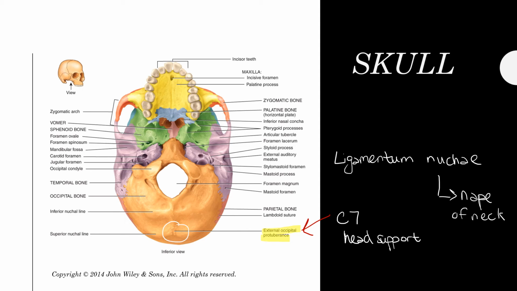Okay, extending laterally from this protuberance are two curved ridges. They are going to be the superior nuchal lines, and then below these are going to be the inferior nuchal lines. And these are areas of muscle attachment. So remember that any roughened surface on bone or protuberances, these are usually going to be areas of muscle attachment.